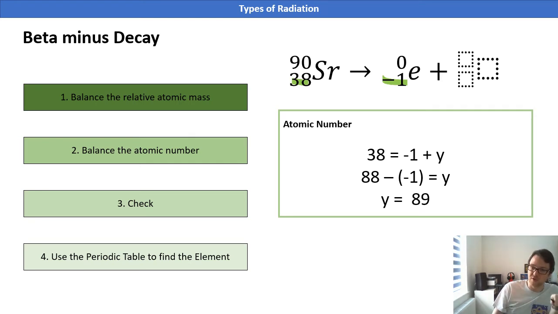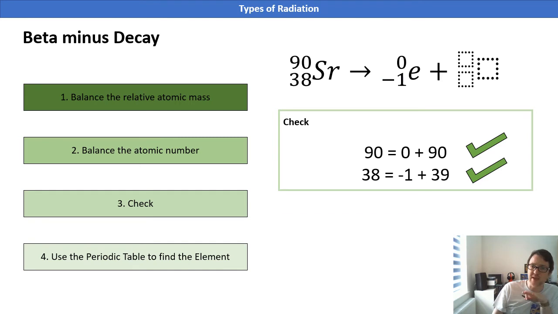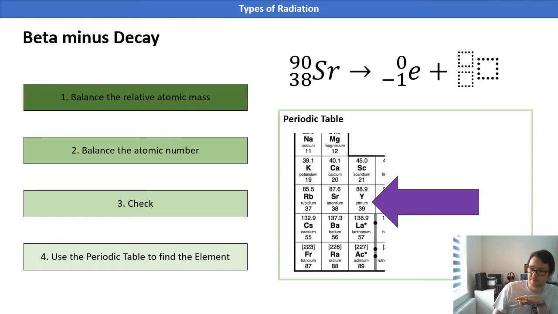In fact, before we do that, we're going to check, as we always should do. So checking the relative atomic mass, 90 is equal to 0 plus 90, yes, that's true. And checking the atomic number, 38 is equal to minus 1 plus 39. Yes, that is true. So now go to the periodic table to find the element.